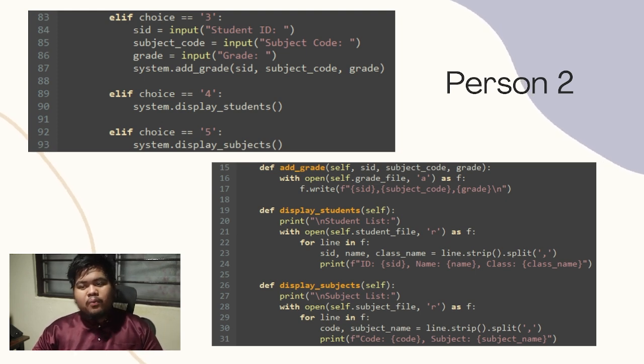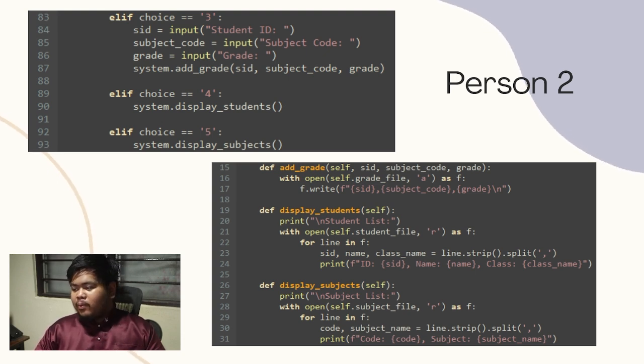go to line 89, which is choice number 4. If the user inputs number 4, it will call display_student inside of the code. So let's look at line number 19, display_student, self. It will print the student list first, and it will open an existing file named student_file, and then it will extract all of the information inside of the text, and then we display the SID, the name, and the class name.